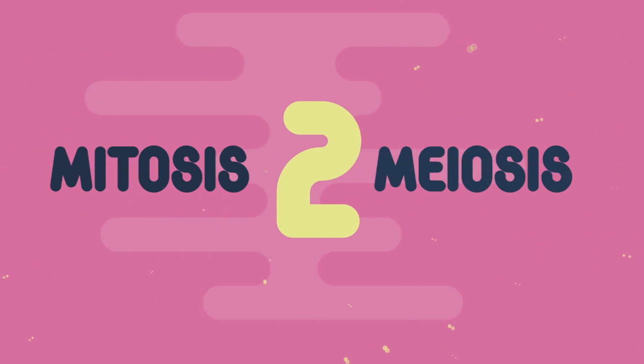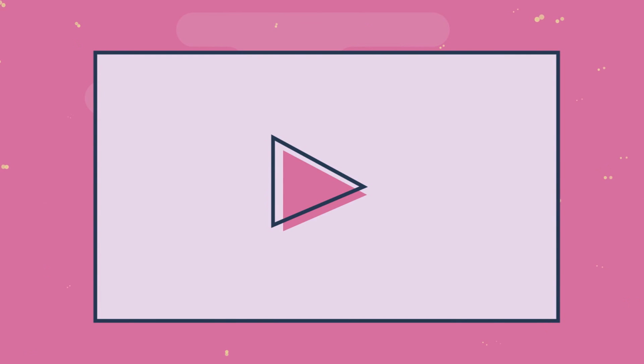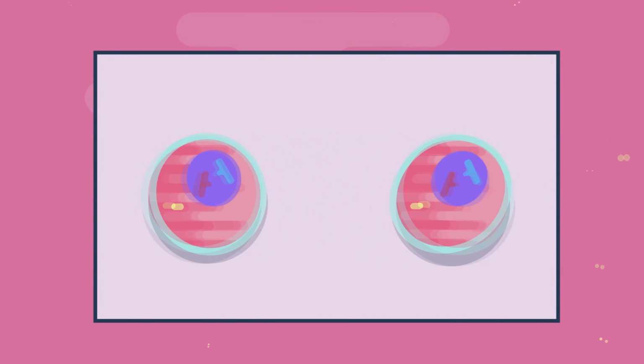There are two types of cell division, mitosis and meiosis. Mitosis produces identical copies of cells, and is how most of our cells divide. In this video, we are going to learn all about mitosis, the process of cell cloning.